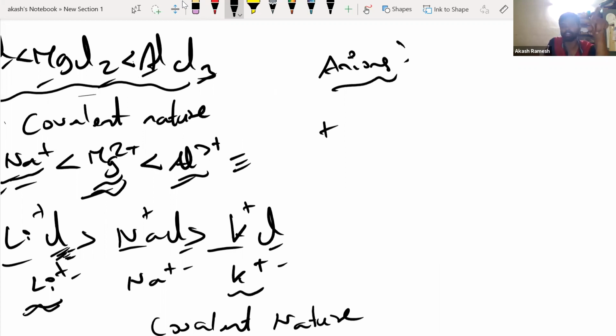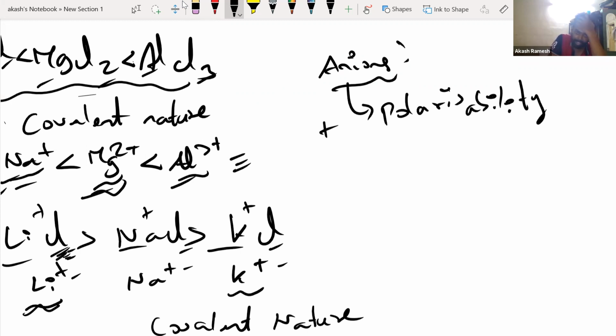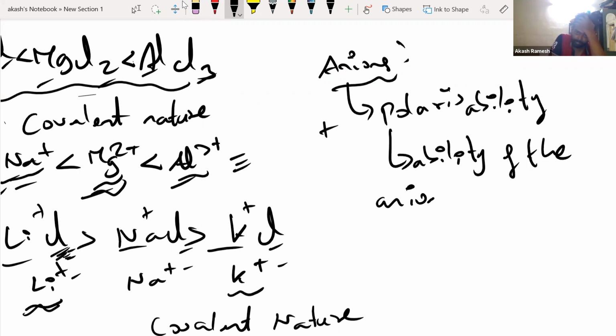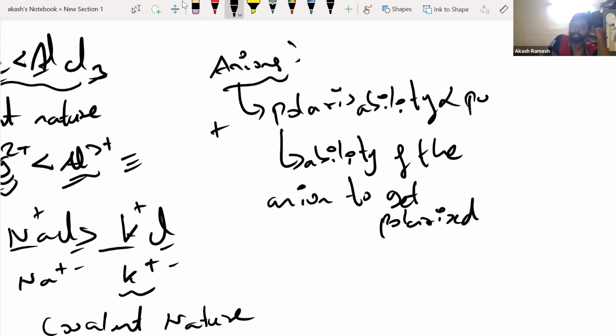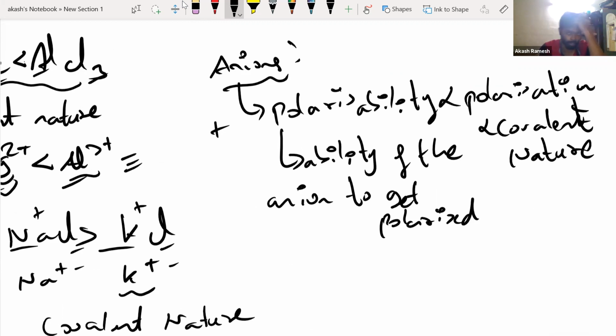So anions are the ones which are getting polarized. The term which I will use there is polarizability. How do I define this? It is the ability of the anion to get polarized. Very simple, right? So more is the ability of the anion to get polarized, or say more is the polarizability, more and more is the polarization, and more and more will be the covalent nature. Now the next question that comes to our mind is, sir, how do I decide the polarizability?